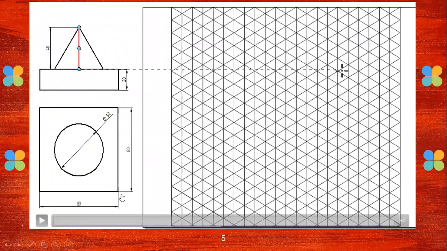So here you are having two solids. One is a rectangular slab, a square slab of 80 by 80 mm, thickness equal to 20 mm. Over that you are placing a cone of diameter equal to 50 mm and the height is equal to 40 mm. First you need to construct the square slab of 80 by 80 mm.